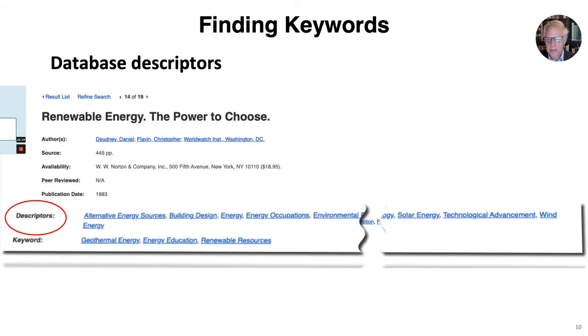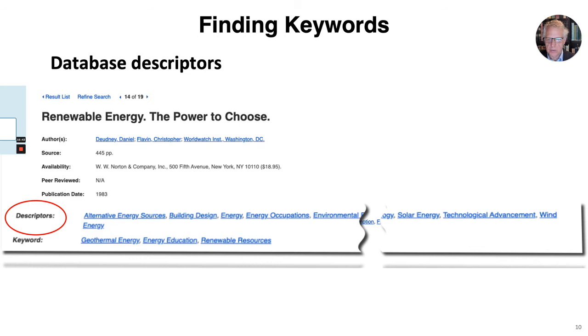Another way to find keywords is when articles are retrieved, there is a short synopsis. In this case it is a book, not too much different for articles, but there are descriptors. And these descriptors often provide words that we can use to then drill down, click on them if you want to, and find various things, which will give us keywords.